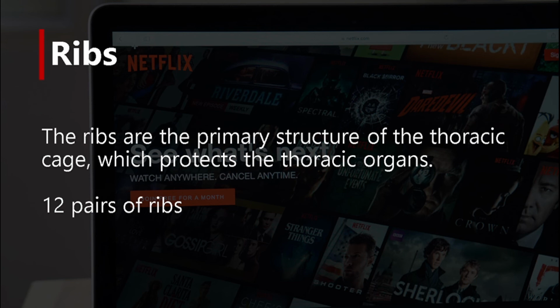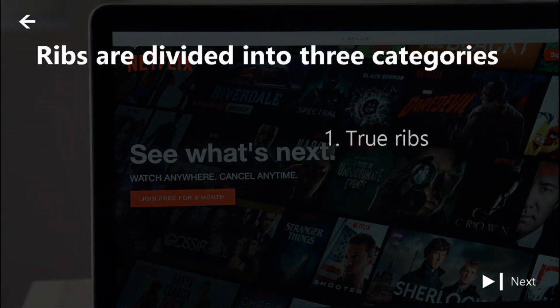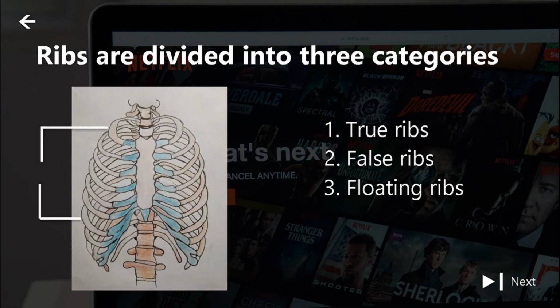Our ribs can also be divided into three categories, which are true ribs, false ribs, and floating ribs. Ribs 1 to 7 are considered true ribs and attach directly to the sternum via their own costal cartilage. Ribs 8 to 10 are the false ribs and are connected to the sternum indirectly via the cartilage of the rib above them.